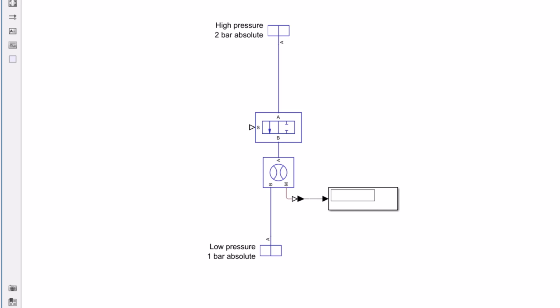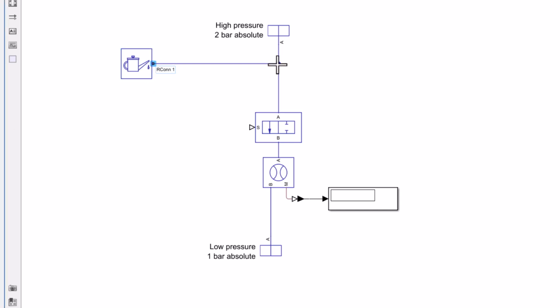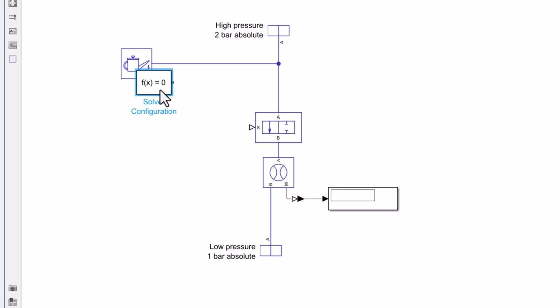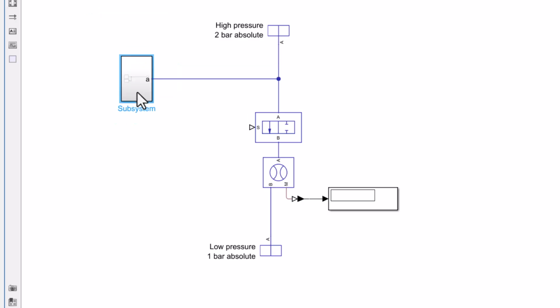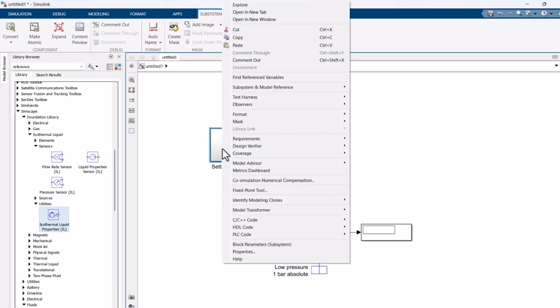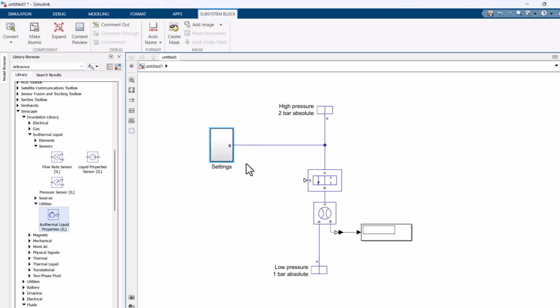And as always, we need a liquid properties and solver configuration block. I can create a group out of these two components and call it the settings of the system. And maybe I disable the content preview, and that's it.